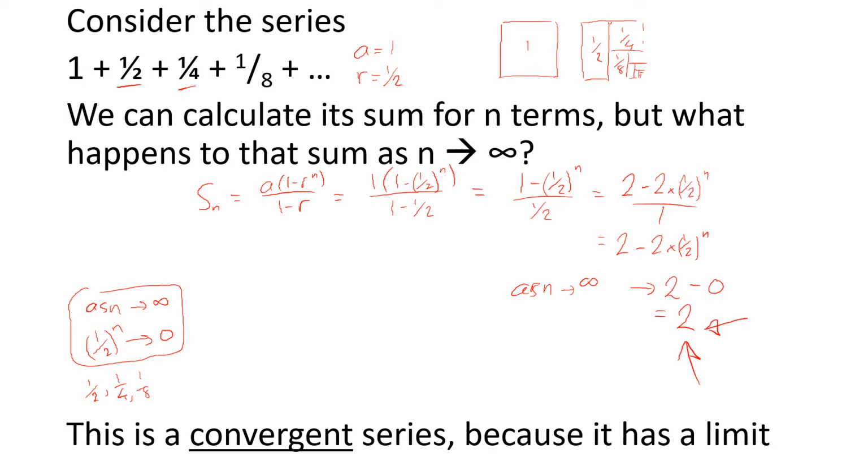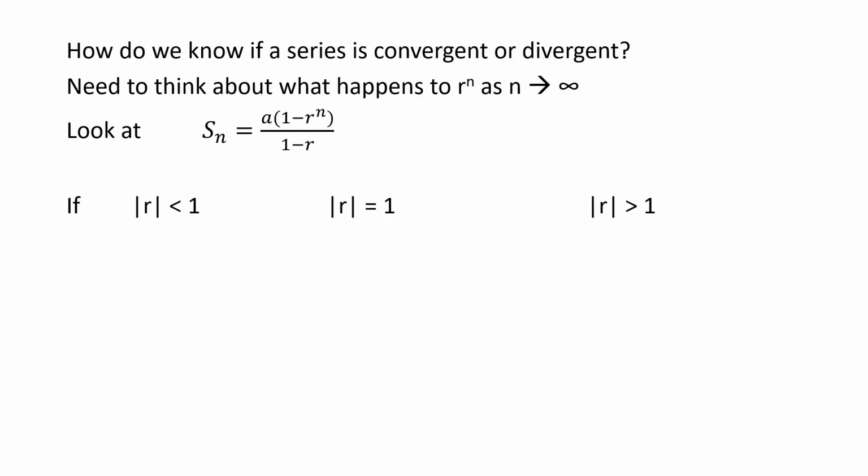This is called a convergent series because it does tend towards some sort of limit. So what we need is a general way of telling if a series is going to be convergent or divergent, and coming up hopefully with a smarter way of finding that limit than having to rearrange all the algebra that's involved. So what we want to do is look at our formula and think, well, a is kind of fixed, r is kind of fixed, 1 minus r is fixed. The only thing that's going to change as n gets bigger is this r to the power of n.